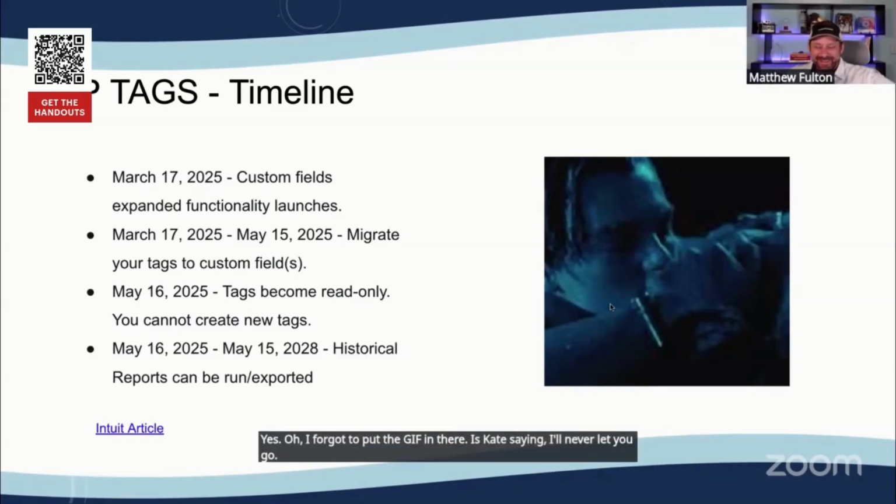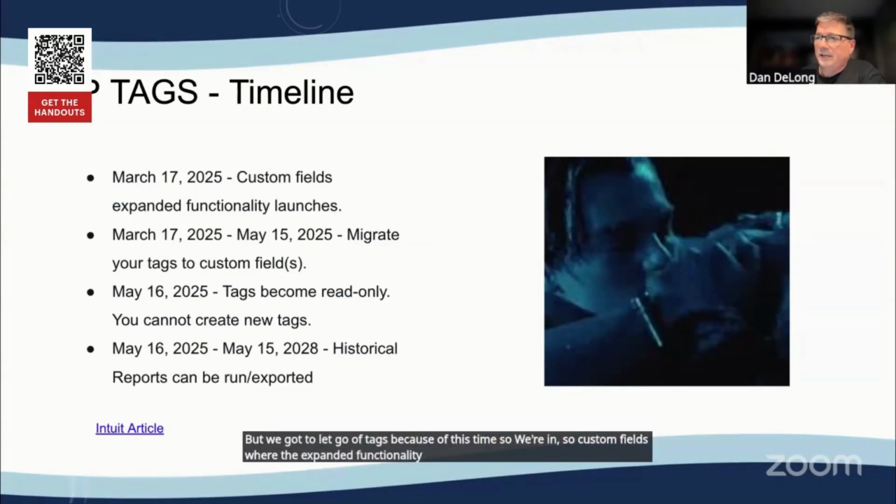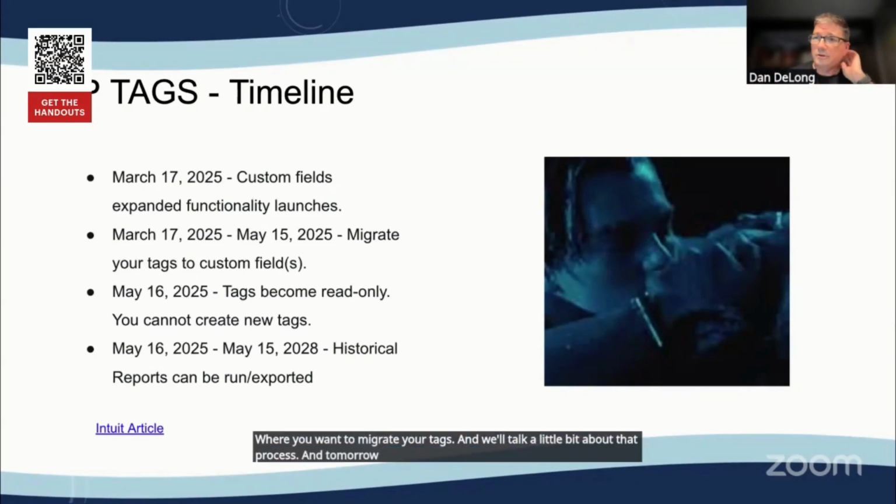Okay. But we got to let go of tags because of this timeline. So custom fields, where the expanded functionality started St. Patrick's Day. So we're in this period of March 17th through May 15th, where you want to migrate your tags. And we'll talk a little bit about that process. And tomorrow in the workshop, we're going to do a deeper dive discussion about this migration process.